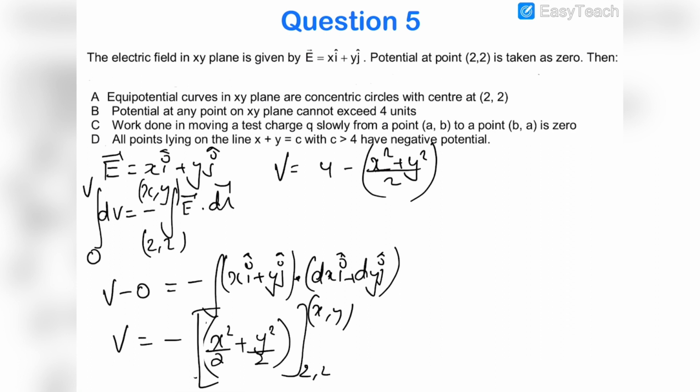So first of all, you can see that the equipotential surface is a circle whose center is the origin. So A is wrong.